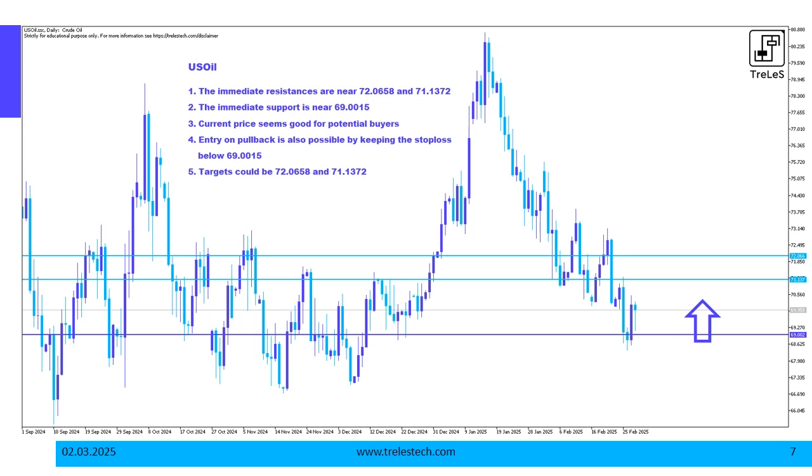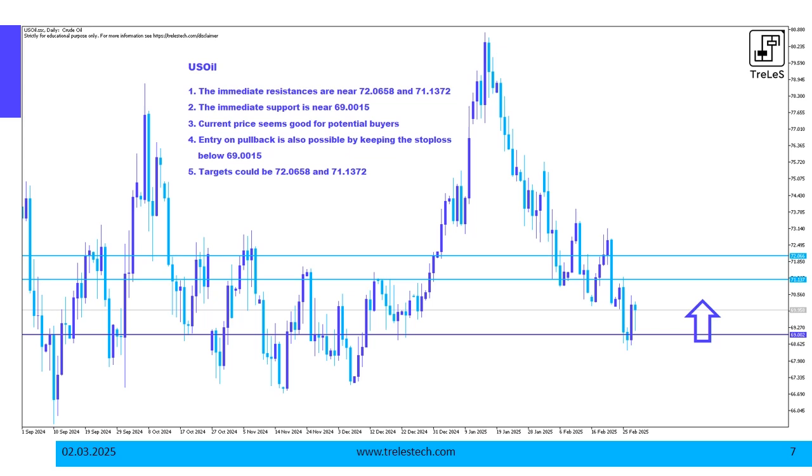Currently, the immediate resistance is near 72.0658 and 71.1372, while the immediate support level is around 69.0015. Given the price action, this level looks favorable for potential buyers.